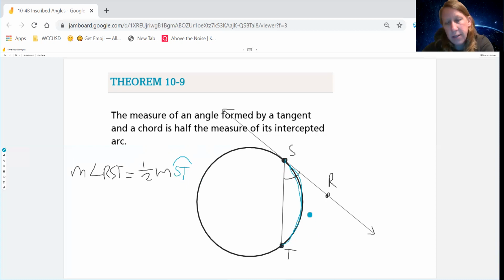So if I said that this was 118, is that right? Does this angle look like 118? It looks like it's a little obtuse. Okay, let me undo that.